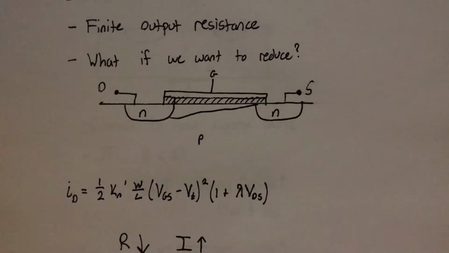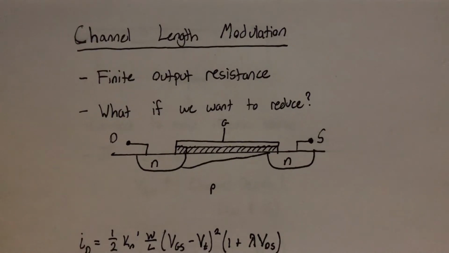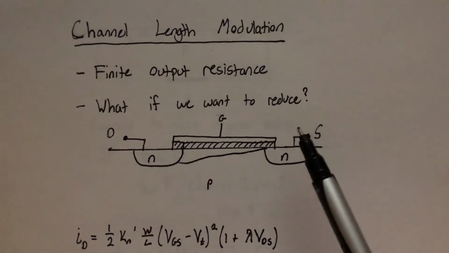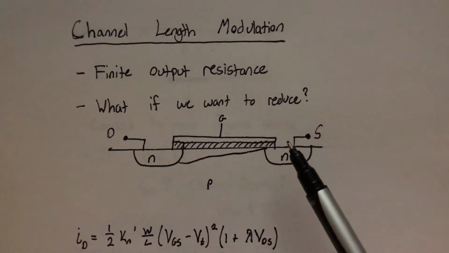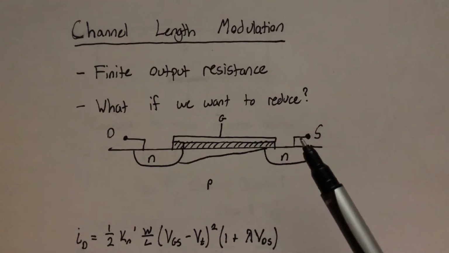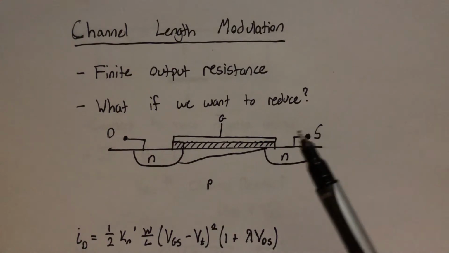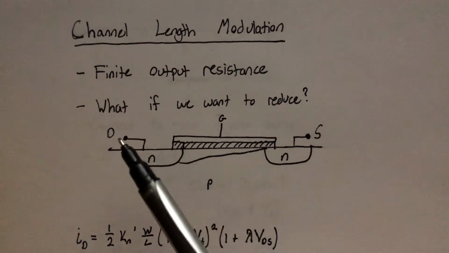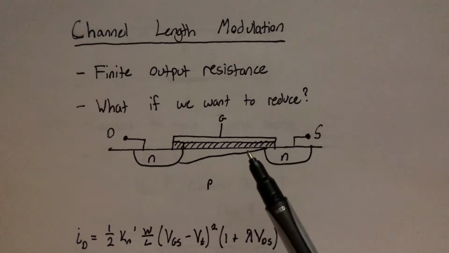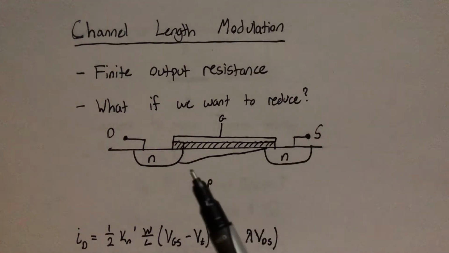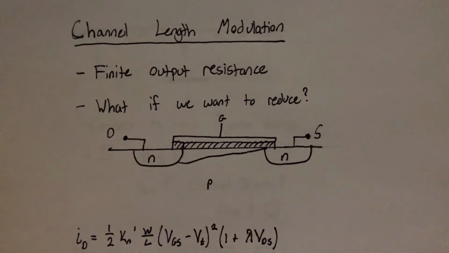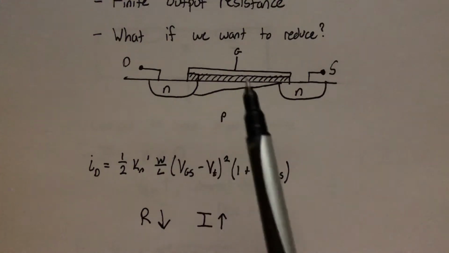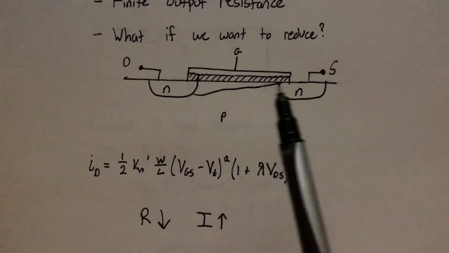If we move on to more nitpicky topics, such as channel length modulation, we see that MOSFETs have finite output resistance. If you were to put a probe here on S, you'll find that there's a specific resistance. Now, what if we wanted to reduce that resistance for whatever reason, maybe optimization? Well, the channel starts off about here, and if we increase VDS, that channel is going to get smaller and smaller all the way until you reach S. What this essentially does is reduce the resistance and increase the current. You have to be in saturation in order for this to work, though, because there's a channel that is formed.